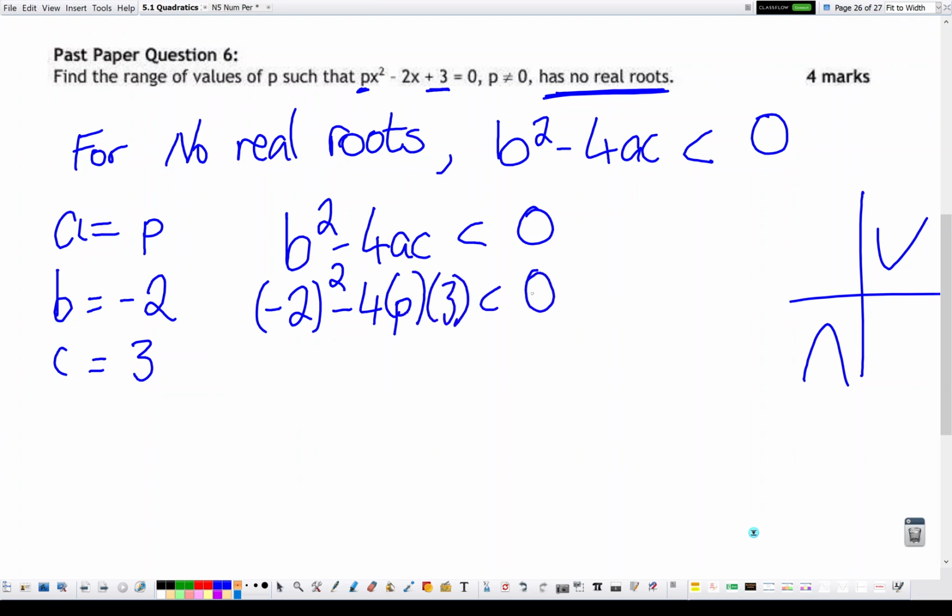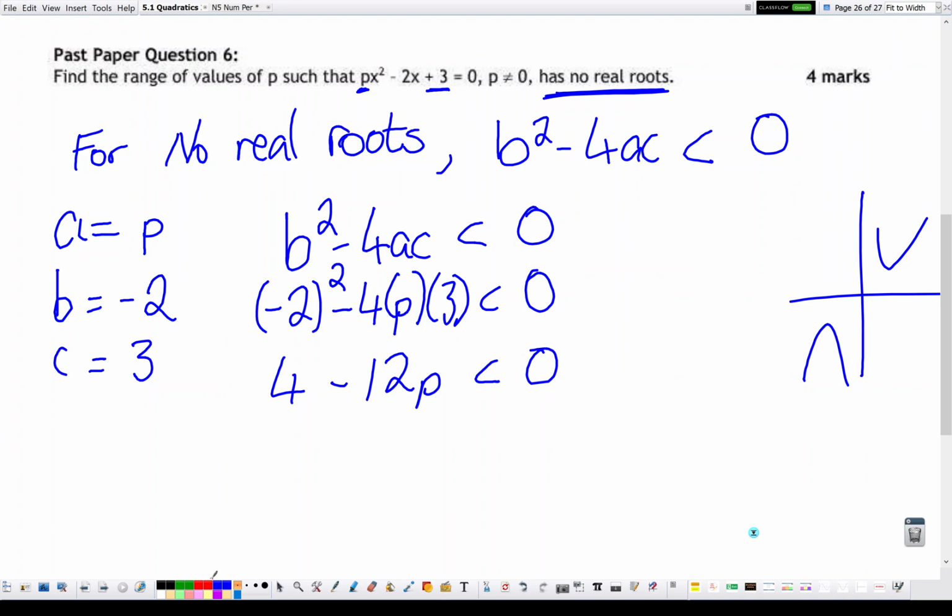Okay, so what we're basically doing is once we've tidied this up, we're going to be solving an equation. So -2 times -2 turns into a +4. That is going to be -4 times p times 3. So 4 times 3 is 12 times p, so minus 12p is less than 0. Now we just basically have to solve this.